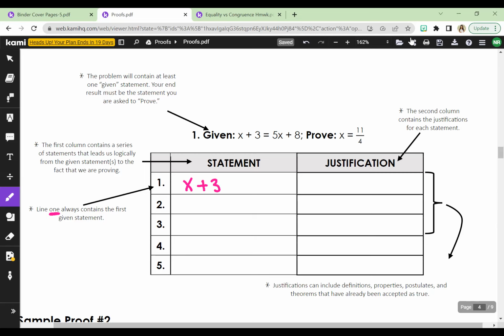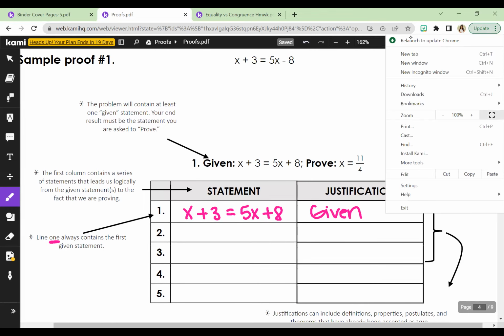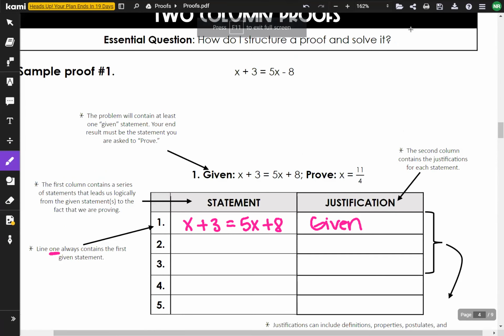X plus 3. Okay, now in one of my classes, I did have one student that decided to work out the problem and then just fill in the boxes, and I thought that was a very good strategy. That way it just keeps everything nice and clean.